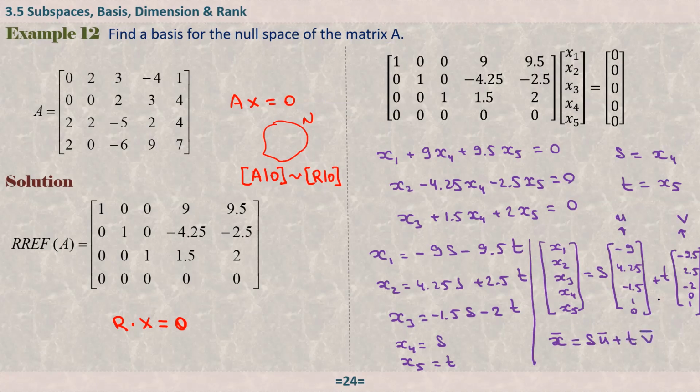From here you can see that U is not a scalar multiple of V. That means these two vectors are linearly independent, and they span the null space of A, because any solution is just S times U plus T times V. So what is the question? The basis for the null space of the matrix A. So the basis for the null space of the given matrix is U and V, where U is this vector and V is our second vector. Okay, now let's conclude this, and we'll continue our class in the next video.